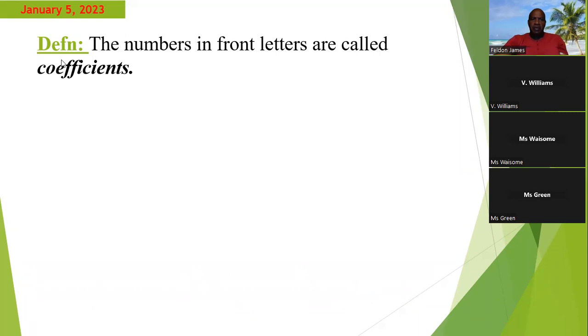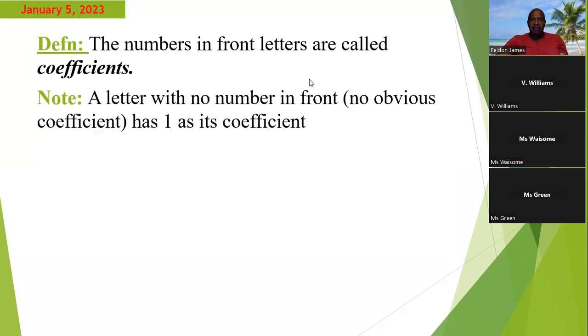Now, when you have a number in front of a letter, any letter, as opposed to a letter with no obvious number in front of it, that number in front of the letter is called a coefficient. Right? So any number you have in front of any letter is called a coefficient.